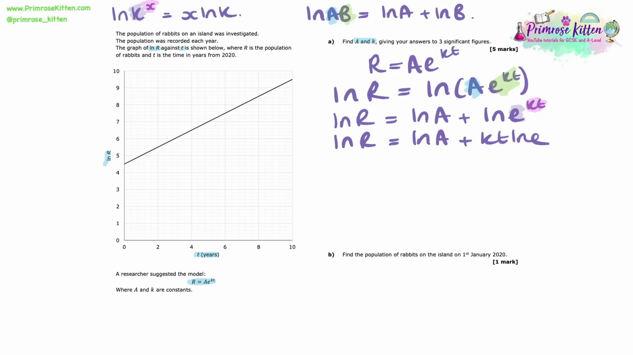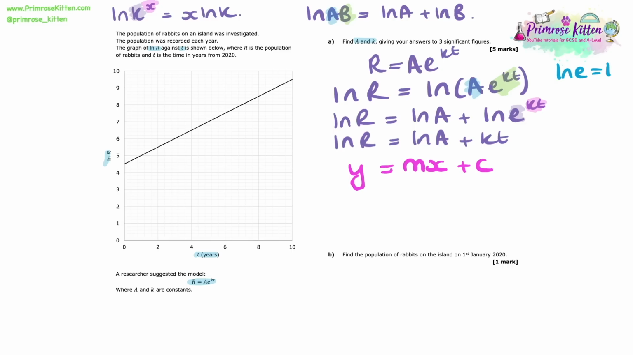So now we're getting close. We should recognise that ln and e are opposites of each other. Ln is actually log base e. So for that reason, when we put ln and e next to each other, they just cancel out. It's a bit like timesing by 2 and dividing by 2. We've done the opposite. So that just goes away because it's equal to 1. And that leaves us with ln r equals ln a plus kt.